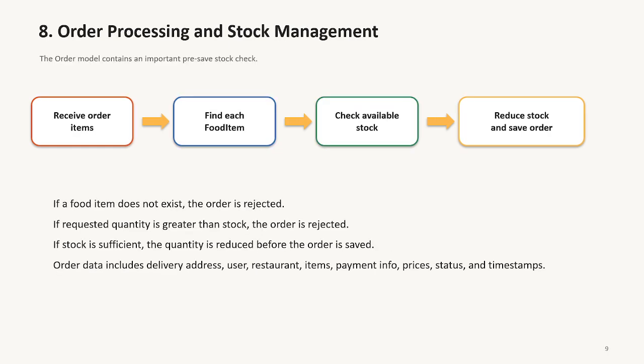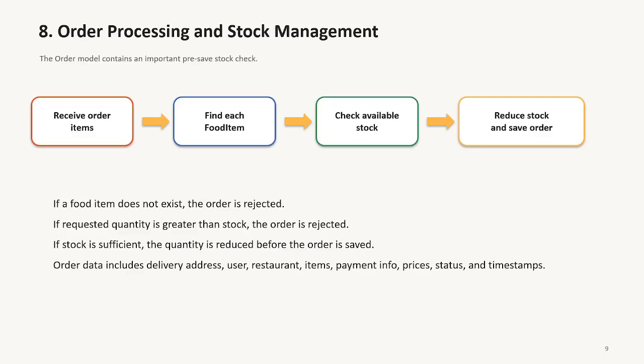And next is order processing and stock management. Now I will explain how the application processes an order after the customer clicks the place order button. This is one of the most important processes in the project. When the customer confirms the order, the front end sends the order details to the backend. The backend first checks whether the customer is logged in. If the customer is not authenticated, the order cannot be placed.